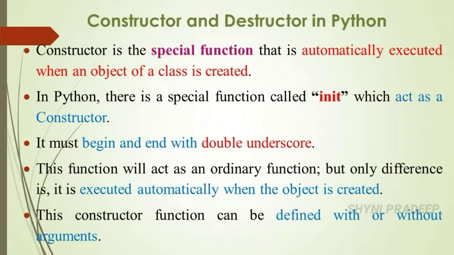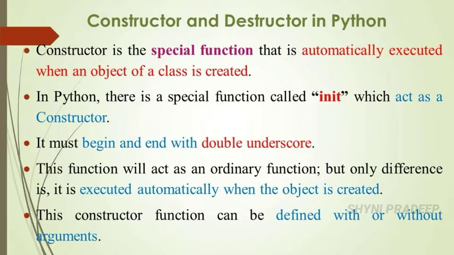Next topic is constructor and destructor in Python. What is a constructor? A constructor is a special function that is automatically executed when an object of a class is created. In Python, there is a special function called init, which acts as a constructor. It must begin and end with double underscore.